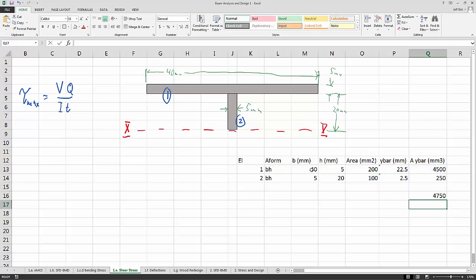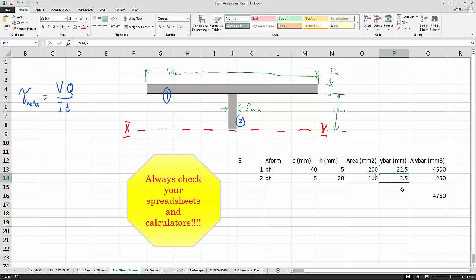Okay, so again, we just found the base and the height of each one. We found the area of each one. The Y bar is a little bit trickier because you have to make sure you include the height of the one below. But it's always with respect to this axis that we're cutting it above here from the very bottom there.